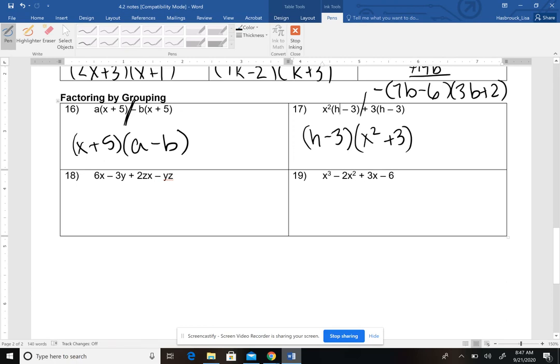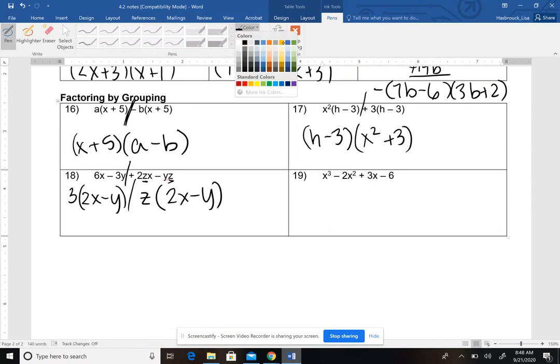Now for 18 and 19, they did not do any of the work for us. So what we're going to do is we're first going to split it down the middle like we have been. But then from there, on the left-hand side, I say to myself, what do they have in common? Well, 6 and 3 are both divisible by 3, so I'm going to take out a 3. That gives me 2x minus y. Same process on the right-hand side. I look to see what they have in common. They both have a z, so I'm going to factor out a z. And then I have 2x minus y left over.